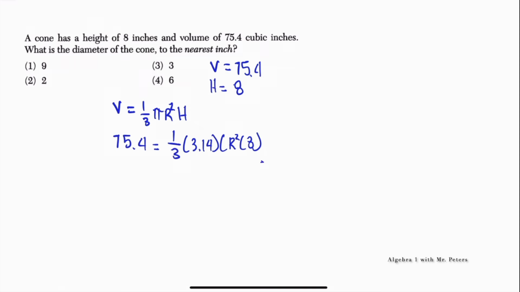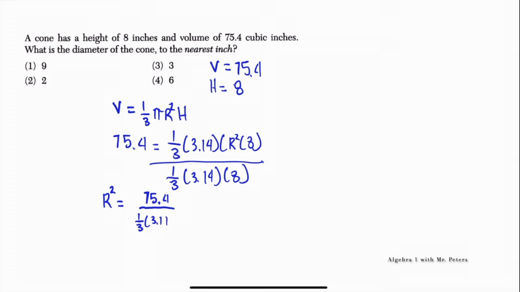So family, with a problem like this, you could just do this all in one step, or you could kind of separate it. But what we should have is that r squared is equal to 75.4 divided by 1/3 times 3.14 times 8. Once we simplify, we're going to get r squared is equal to 9.0047. So we're just going to leave it as 9. So we know that r squared is equal to 9. So when we simplify, r is going to be equal to 3.